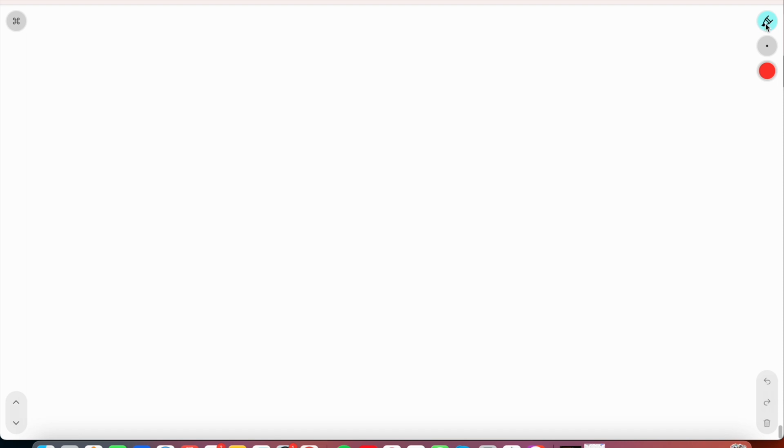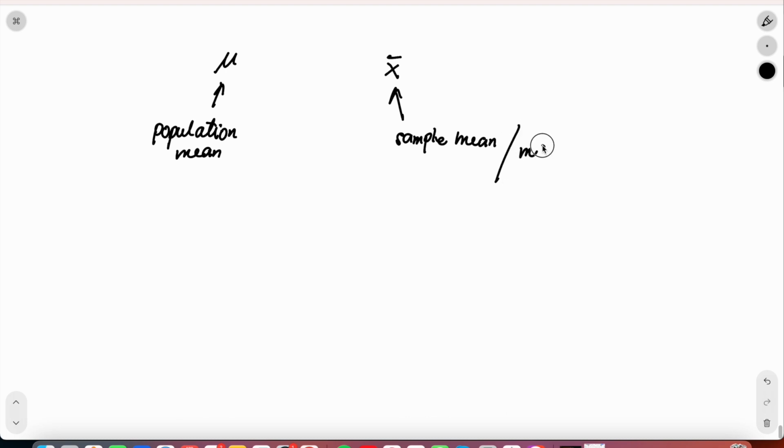So, what's the difference between mu and x bar, class? Mu is the population mean, and x bar can be called the sample mean, or in this problem this can also be mean scores. So both mu and x bar are averages.